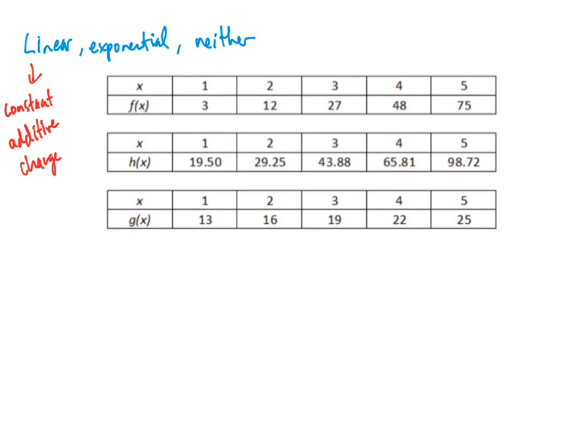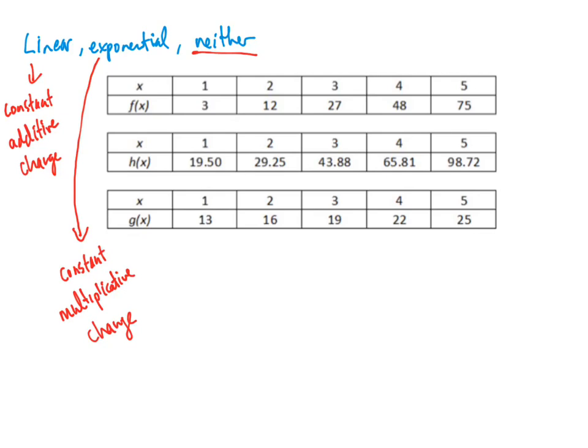For a function to be exponential, we also have constant change, but we're multiplying each step of the way. So we say constant multiplicative change. Okay, so we multiply by the same amount each step of the way. And then if we don't have either of these types of change, we could say the function is neither exponential or linear. So looking at each of these tables, it's usually easiest to see if we have a function that has linear change.